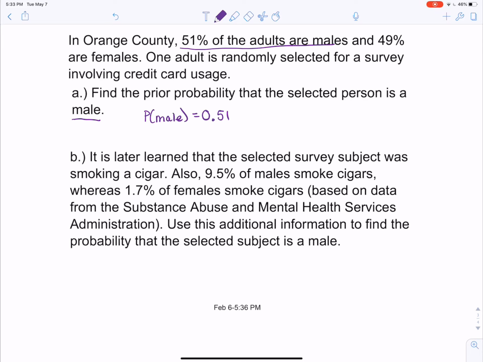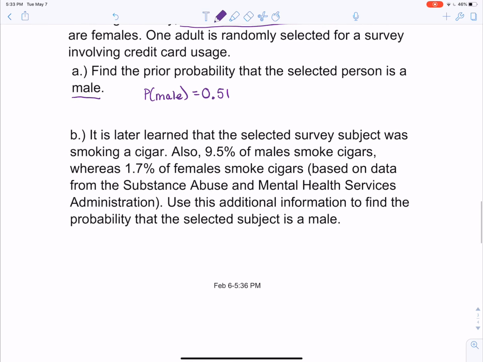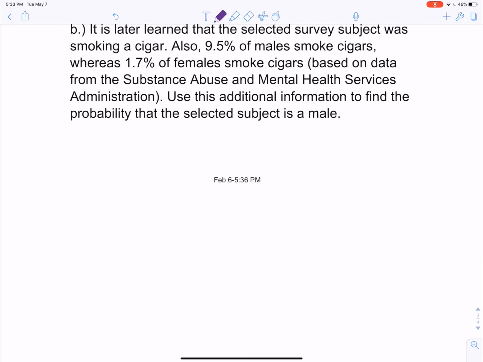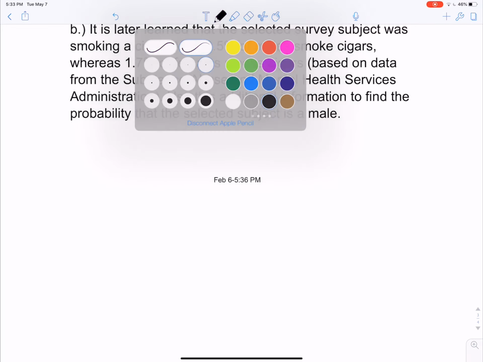If we look at Part B, they give us extra information. They tell us it's later learned that the selected survey subject was smoking a cigar. 9.5% of males smoke cigars, whereas 1.7% of females smoke cigars, based on data from the Substance Abuse and Mental Health Services Administration. Use this additional information to find the probability that the selected subject is a male. So here, we're going to have to set up a table.